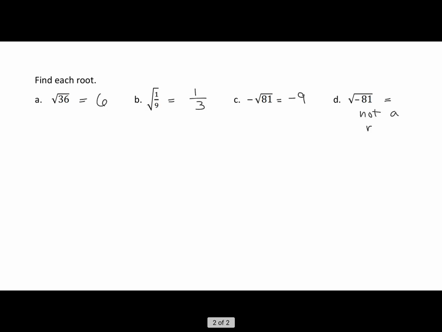a real number. And the reason why is because no real number times itself equals a negative number, right? Because if you multiply two numbers that have the same sign, whether they're both positive or both negative, the result is always positive. That's why there is no real number for the square root of a negative number.